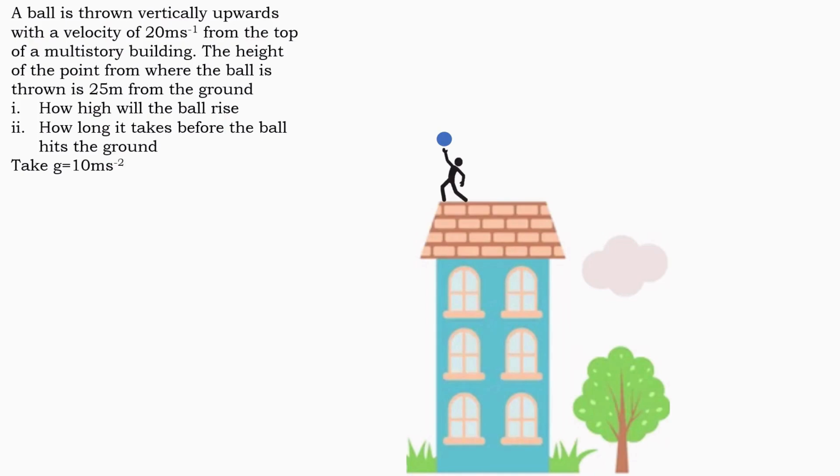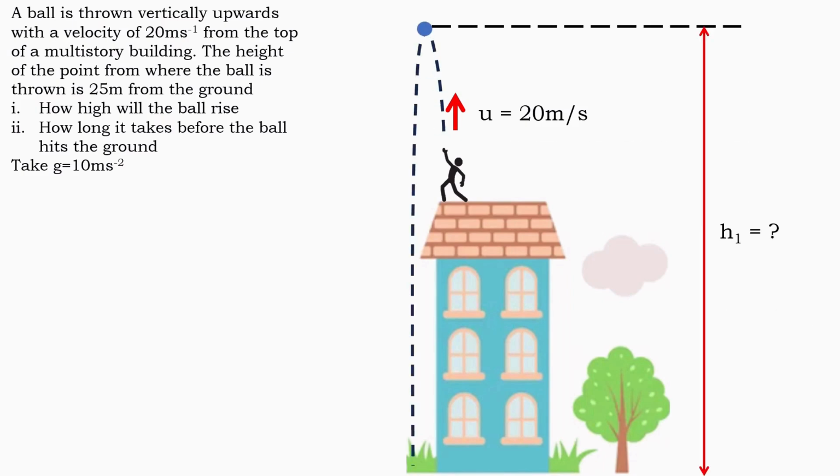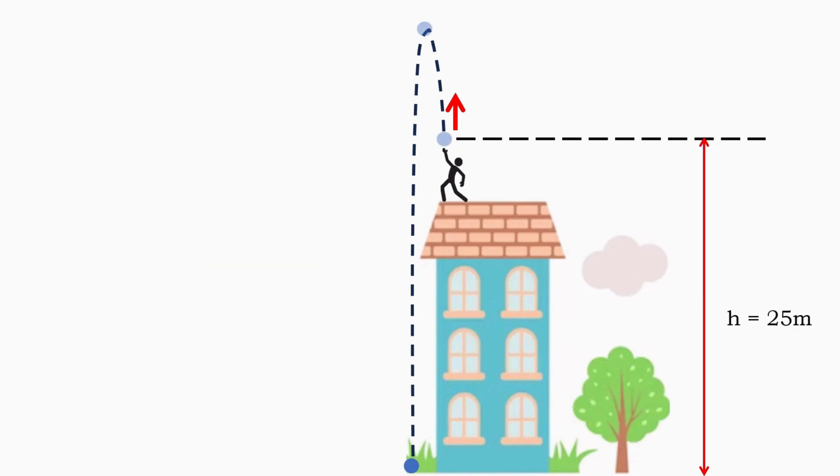The problem states that a ball is thrown vertically upwards with a velocity of 20 meters per second from a height of 25 meters above the ground. We need to find the maximum height reached by the ball from the ground and the total time of flight until it hits the ground. As usual, let's first list all the given information.